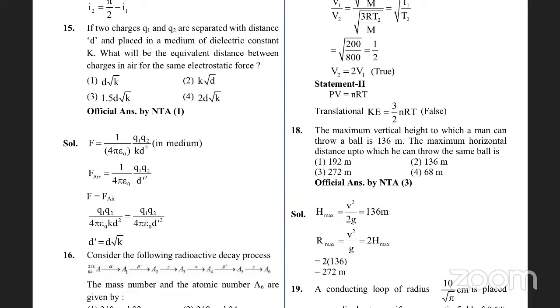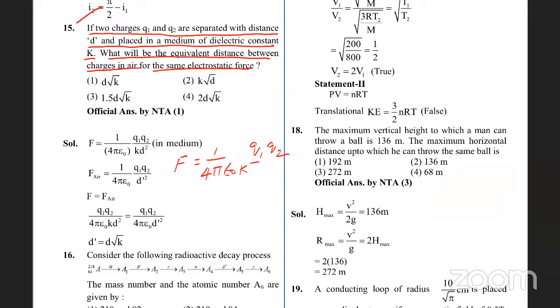Look at the next one. 15th one. If two charges Q1 and Q2 separated with the distance d, placed in a medium of dielectric constant K, what will be the equivalent distance between the charges in air for the same electrostatic force? So we know that F is equal to 1 by 4 pi epsilon naught K Q1 Q2 by R square.